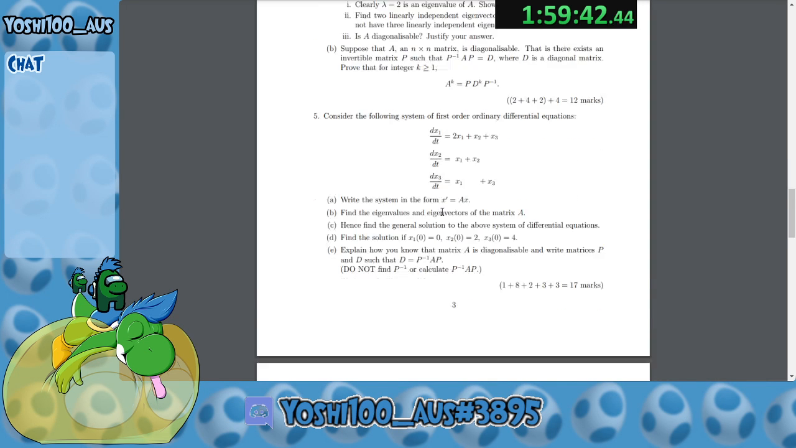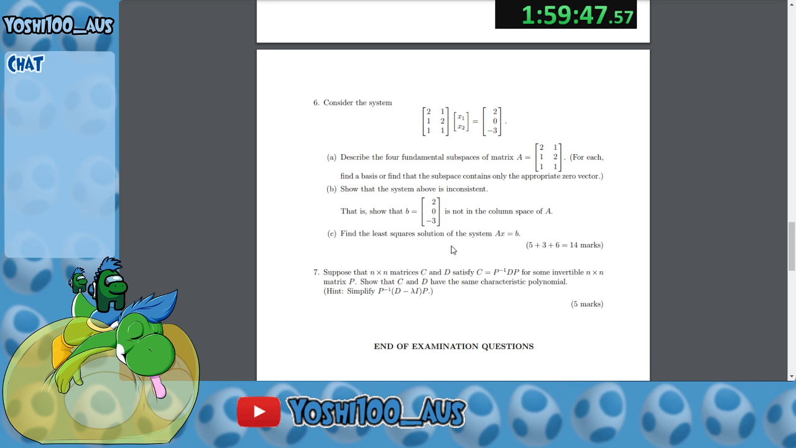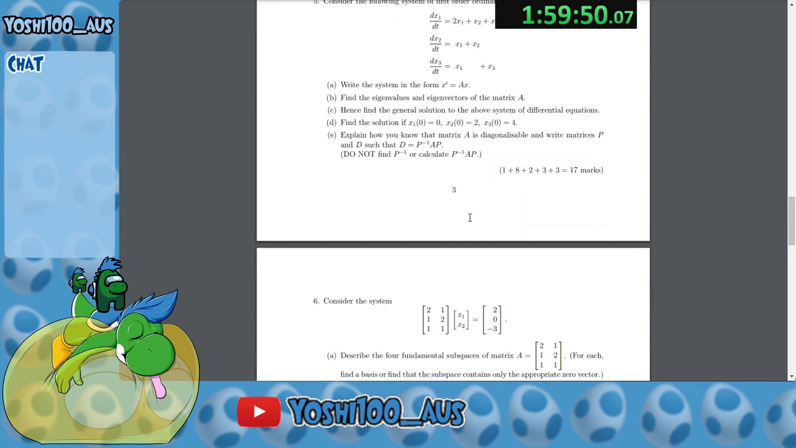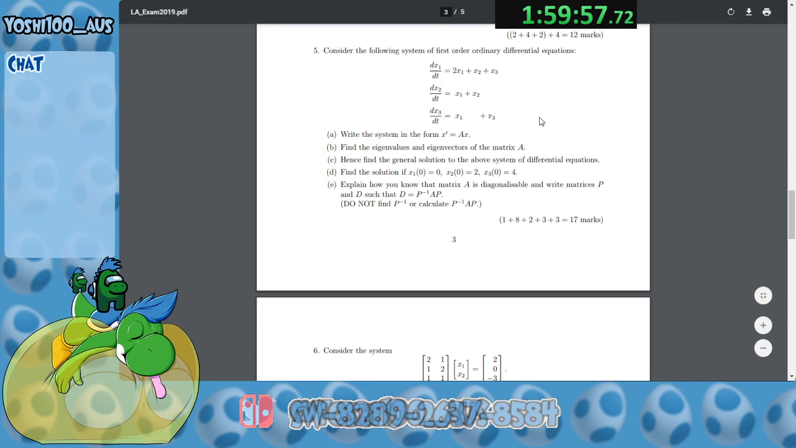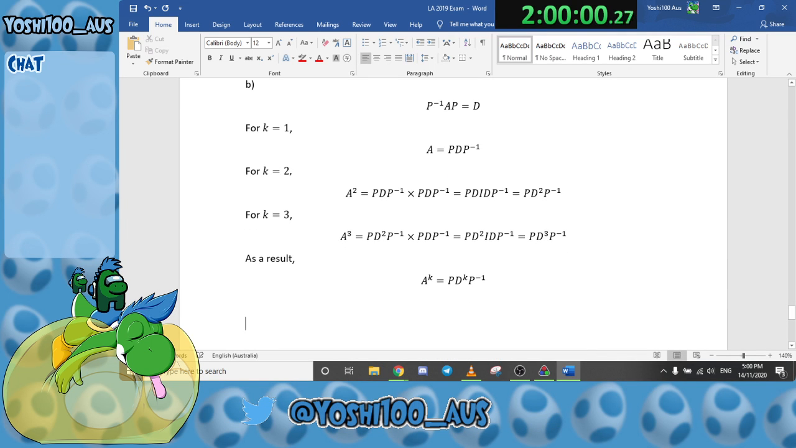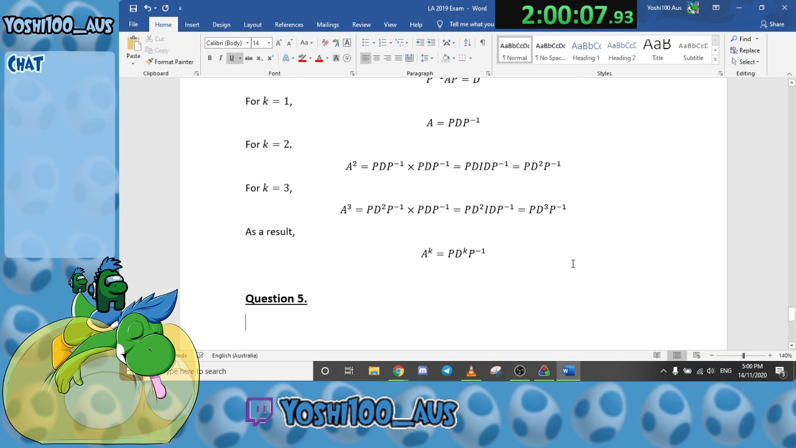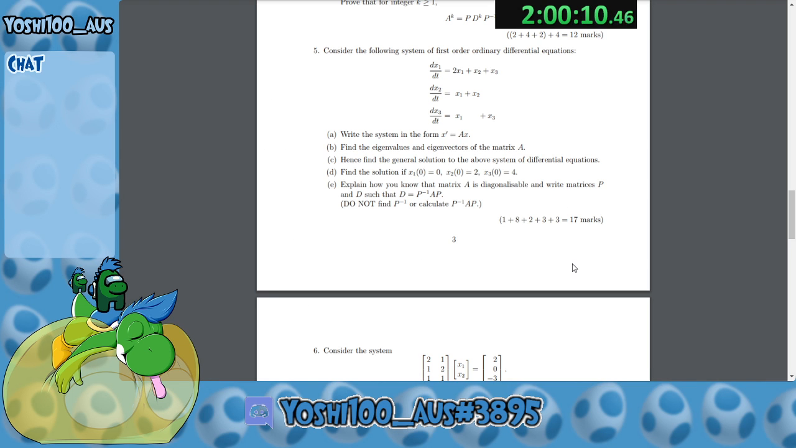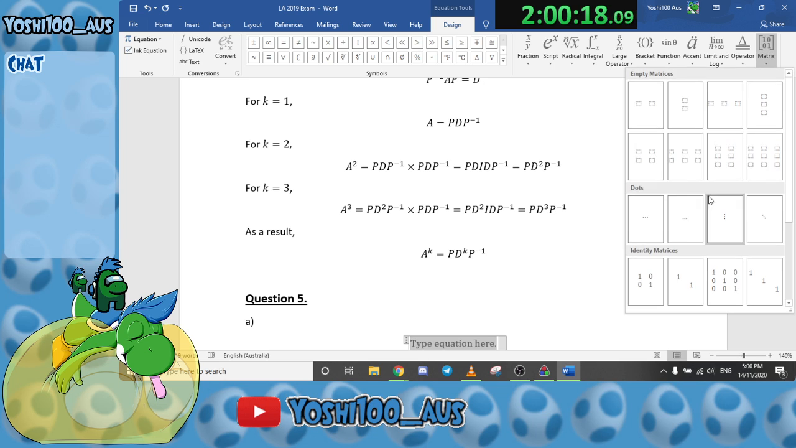Well, on pace for like if there were 6 questions. And again, this might be okay, so it's interesting. Alright, consider the following system of first-order ordinary differential equations. Write the system in the form X prime equals AX. Okay, that's easy. This is the 3 marks part. Question 5. Good to see that we're up to 5. Alright, part A.